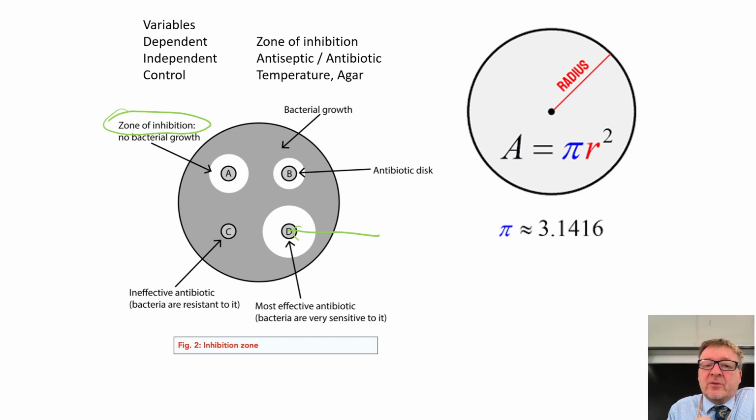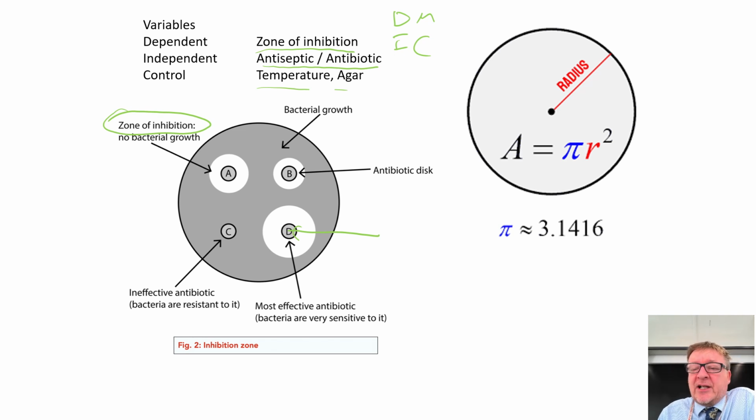Now we go through your variables. What we're measuring is the zone of inhibition. What we're changing between each one is the antiseptic or the antibiotic. What we keep the same is the temperature, 25 degrees for 48 hours, the agar, and the type of bacteria.